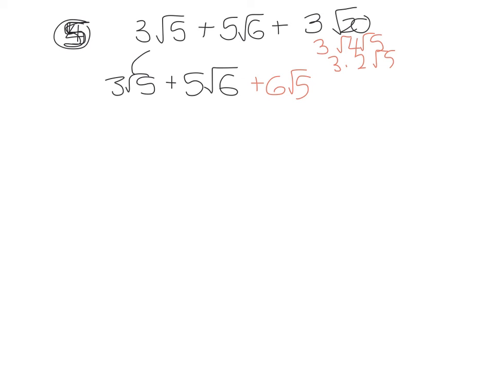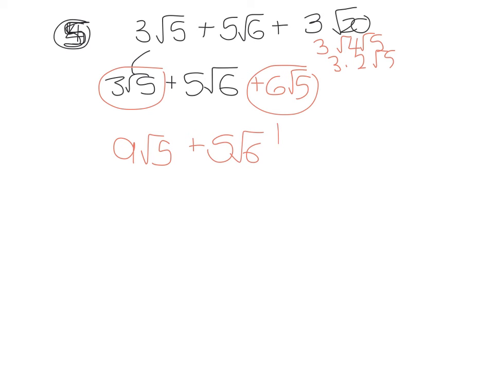Then I'm going to combine the like terms, which is 3 rad 5 plus 6 rad 5. 9 rad 5 plus 5 rad 6. That's the final answer for number 5. Number 6.